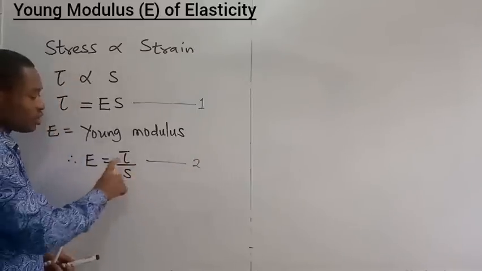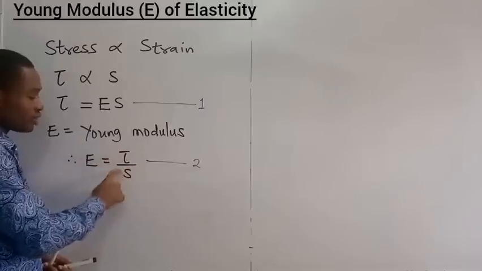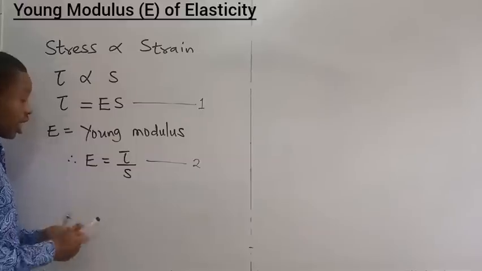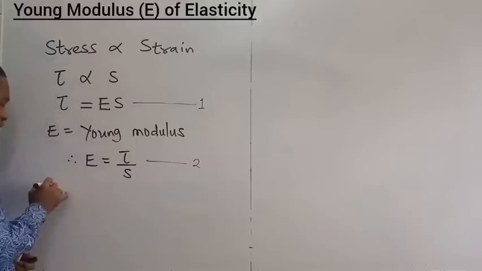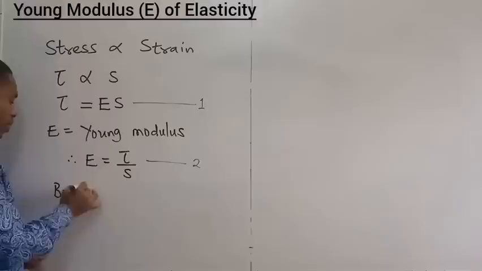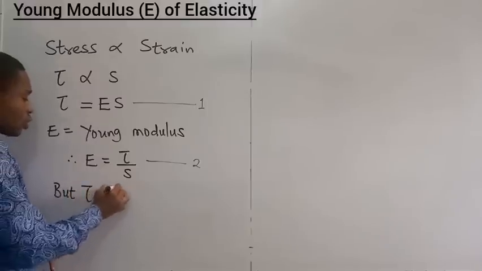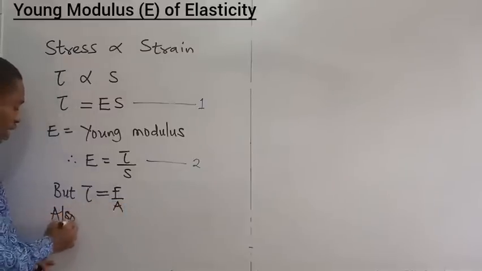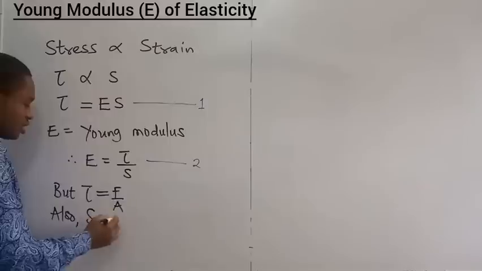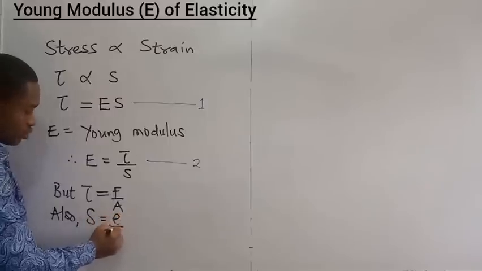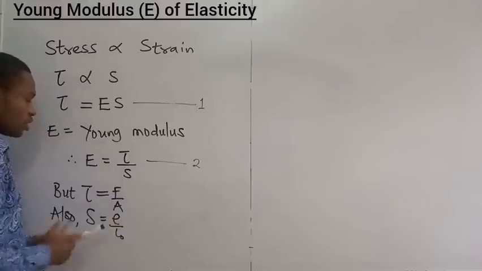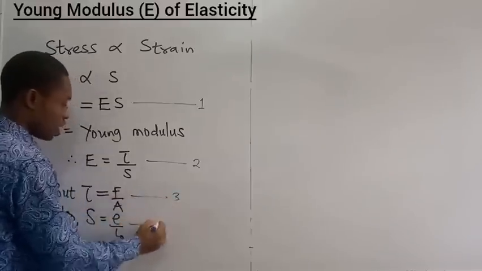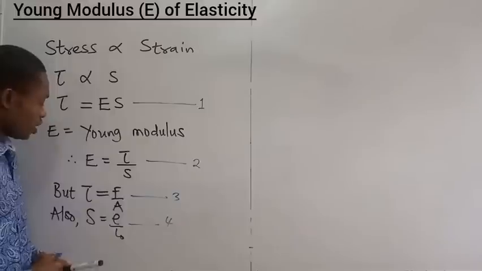Now I'd like us to introduce the formula for tensile stress and tensile strain. Is that okay? I already told you that our tensile stress is equal to force over area. And then I explained that strain, I'm using S for that, is equal to extension over original length. So you want to take note of this equation. Let's call this equation 3. Let's call this equation 4.